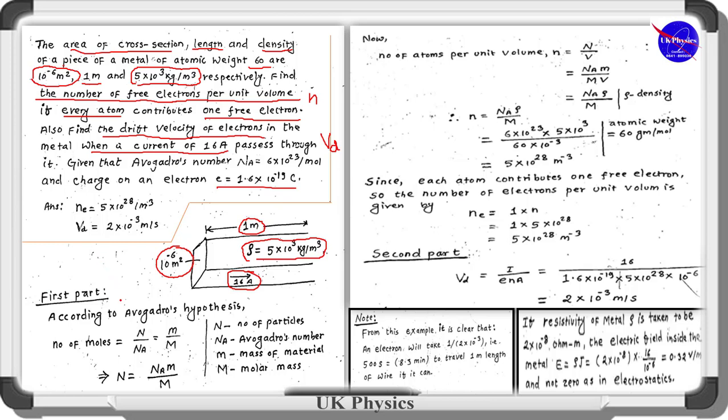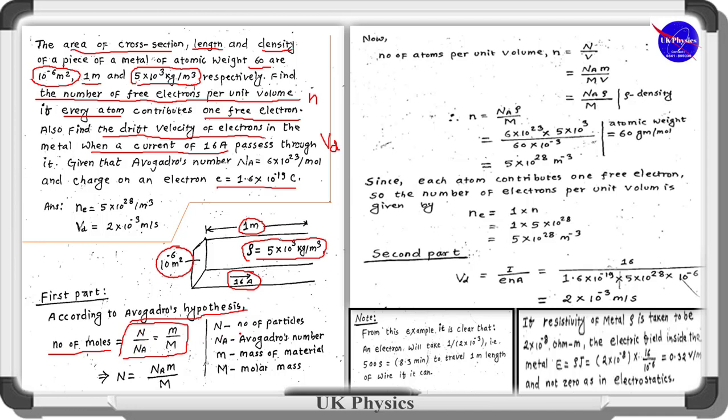To find out the electron density, we first determine the atomic density, that means the number of atoms per unit volume. Then after we will find the number of electrons per unit volume. So the electron density can be easily calculated. Since we know that the Avogadro's hypothesis is this one, n upon Na equals m by M. This is the number of moles. It gives the number of moles. So the number of moles equals n upon Na.